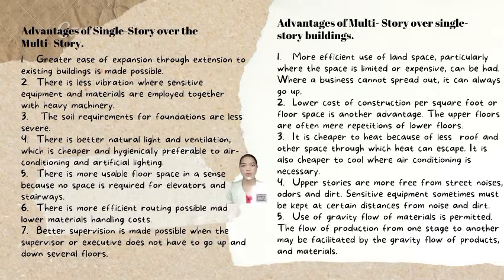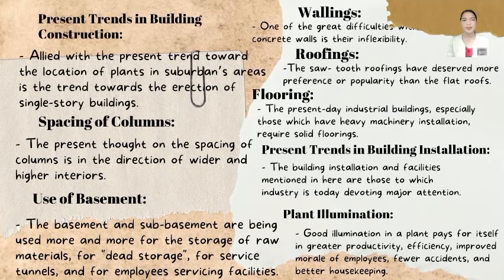The flow of production from one stage to another may be facilitated by the gravity flow of products and materials. Present trends in building construction. Allied with the present trend toward the location of plants in suburban areas is a trend towards the erection of single-story buildings. Flexibility of plant layouts and lower routine and materials handling costs, among other things, comprise strong endorsement to management to erect single-story structures.